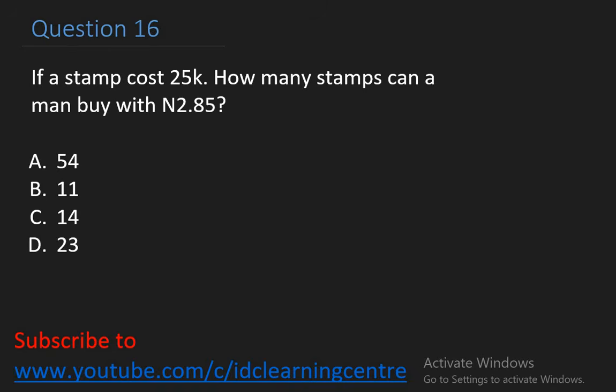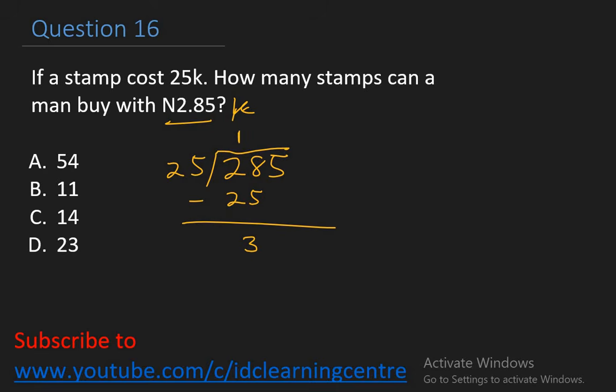Question 16. If a stamp costs 25 kobo, how many stamps can a man buy with this amount? You simply divide 285. That's if you change it to kobo, the decimal will go. So you divide it by 25. 25 into 28 is 1. 1 times 25, 25. 28 minus 25 is 3. Bring down this 5. 25 into 35 is 1. 1 times 25, 25. Take away, you'll be left with 10.